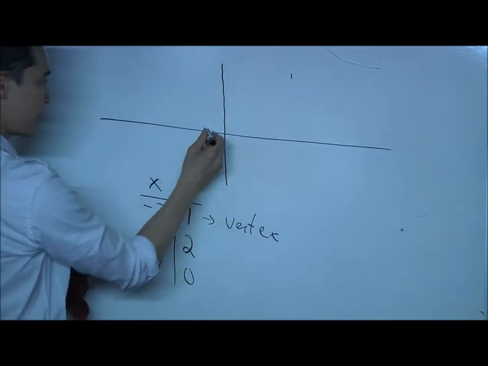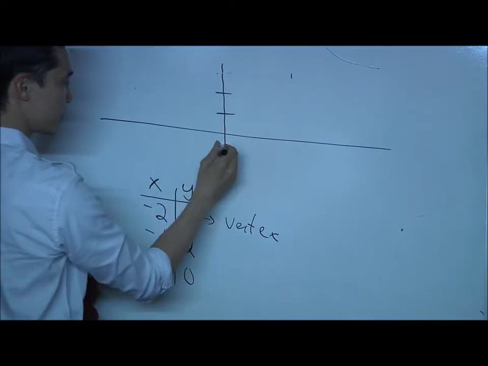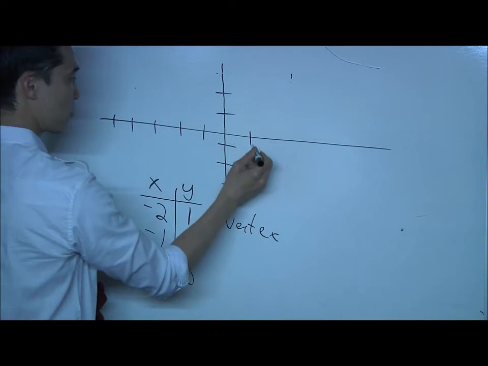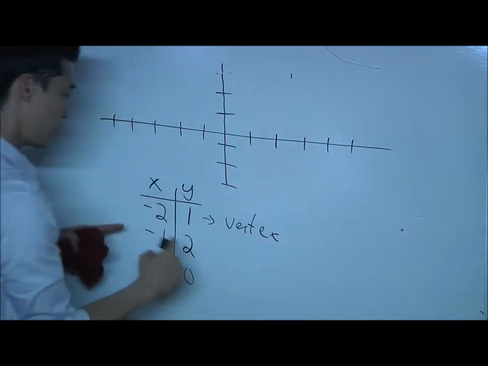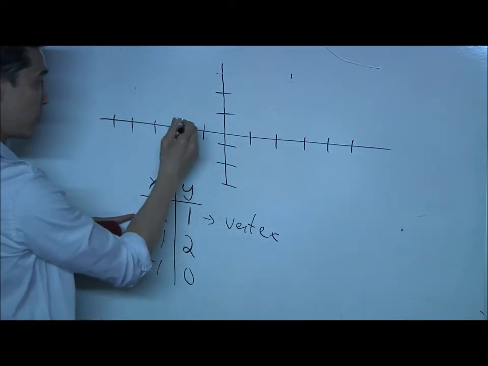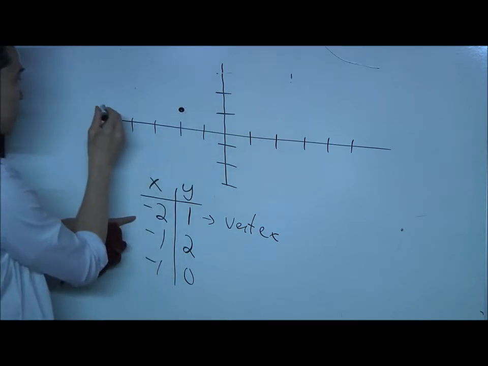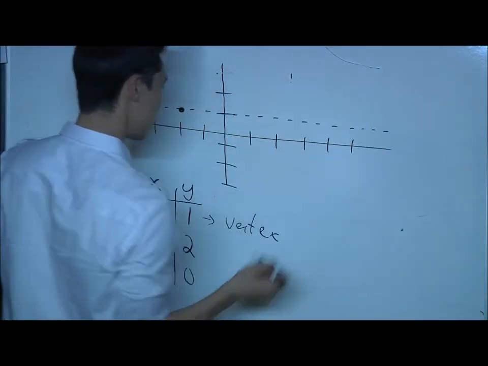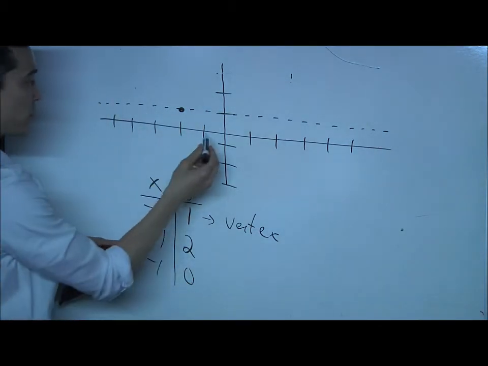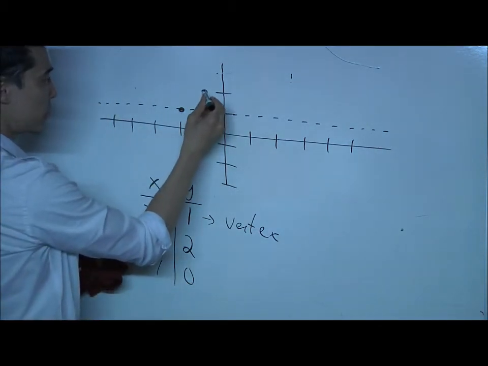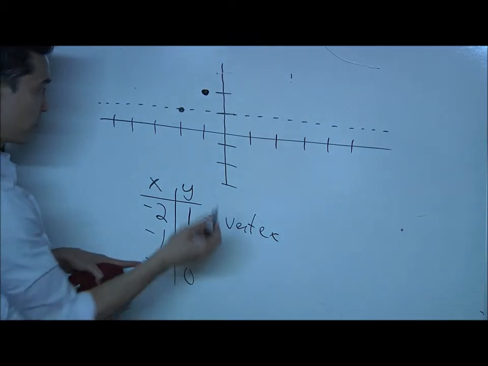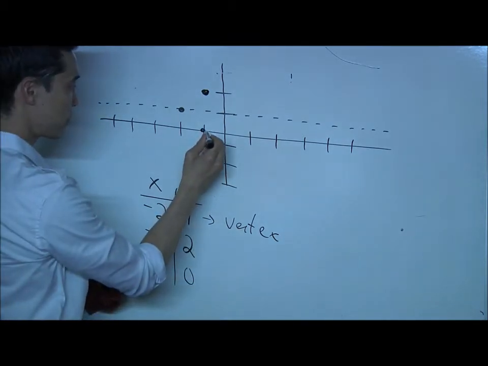So let's graph a few of these points. So we have negative 2, comma 1, which is right here. And this is my vertex and also my horizontal axis of symmetry. We have negative 1, comma 2, which is right here. And we have negative 1, 0, which is right here.